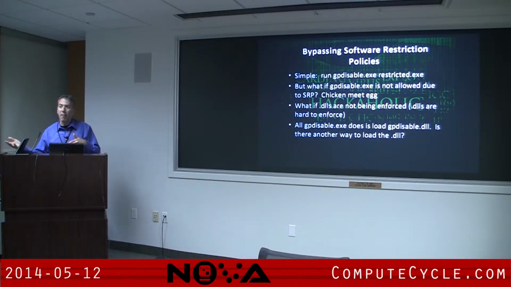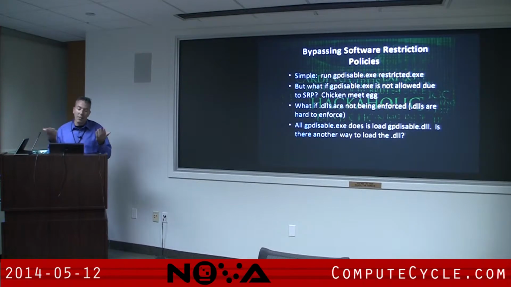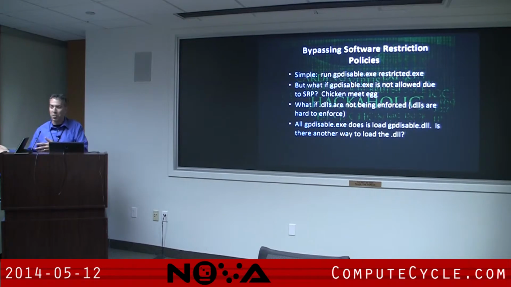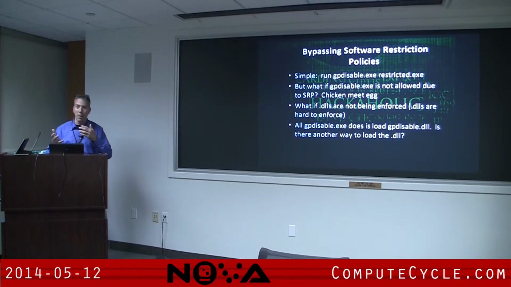So basically, if you have to bypass this, it's simple. You just run GP disable, and then the name of the thing that you want to bypass, boom, it runs. But if we're talking about software restriction policies, it might be the case that you can't run GP disable, which was the case recently. So now you have sort of a chicken and egg situation. I want to bypass the software restriction policies, but I can't run the thing that enables me to bypass the software restriction policies.